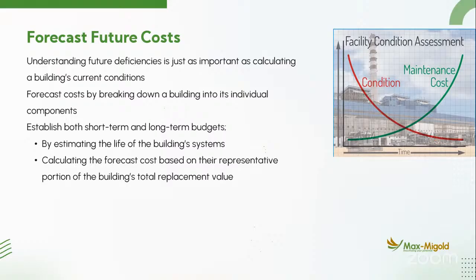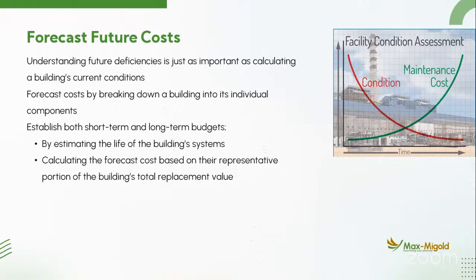So forecast cost by breaking down a building into its individual components. How do you do this? You have a complete building. You break the building into each of the components. You deal with the roof alone. You deal with the building envelope alone. You deal with windows alone. You deal with the doors alone. Deal with the plumbing alone. Deal with electrical alone. Deal with the floor alone. And also the wall painting alone, wall murals alone. So that means you break everything down into each component. Then each of these components, you assign cost to them. How much will it take you to get this thing done in the near future?